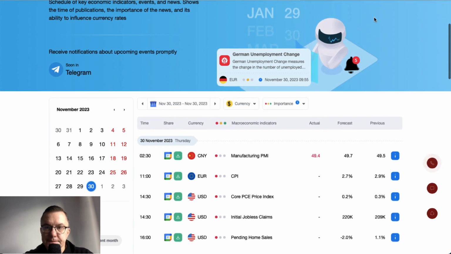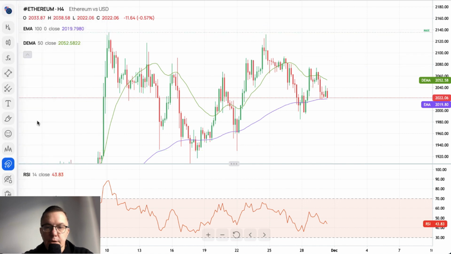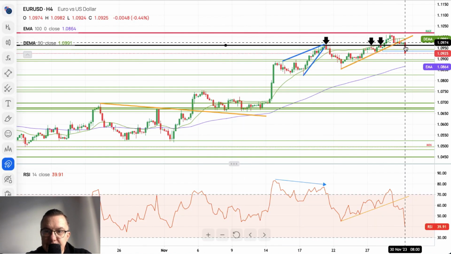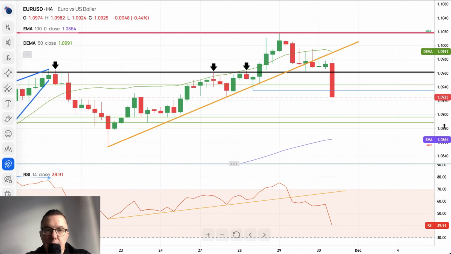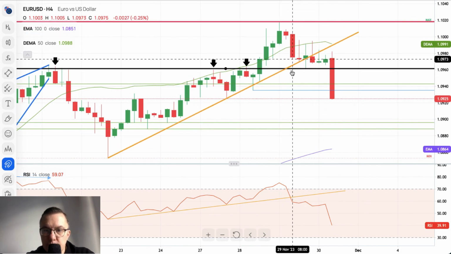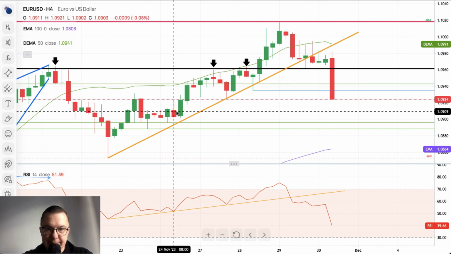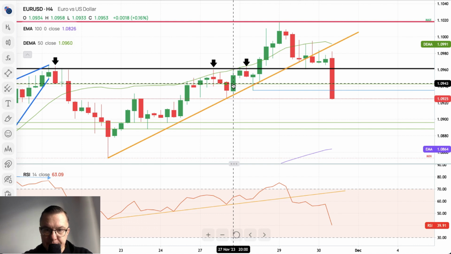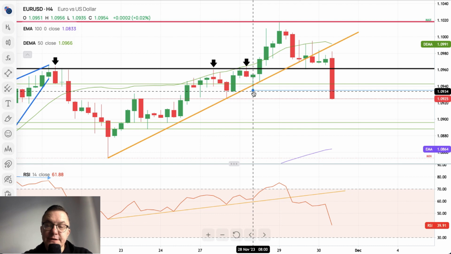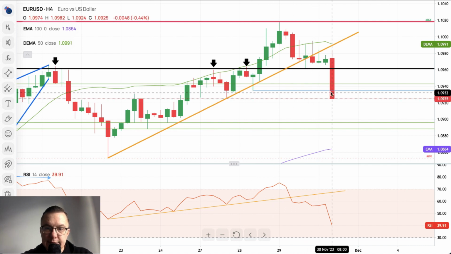We are going to start with the euro dollar. The euro dollar 4-hour chart is looking very bearish. As you can see, just as we speak, the market moved away from the 61% Fibonacci retracement and from the breakout below the short-term trendline support and below the local technical support, which is located at 1.0943. It's the low from Thursday. The Thursday low has been violated as well, and now the intraday low is located at 1.0924.